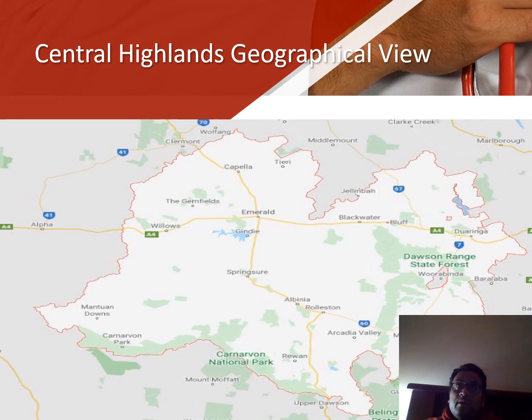There is a high number of people presenting to the emergency department in Wurbinda Hospital with mental health issues. This town is very well known for these mental health issues and the suicide rate. That's why it's very important to have a nurse practitioner position in the Central Highland region.